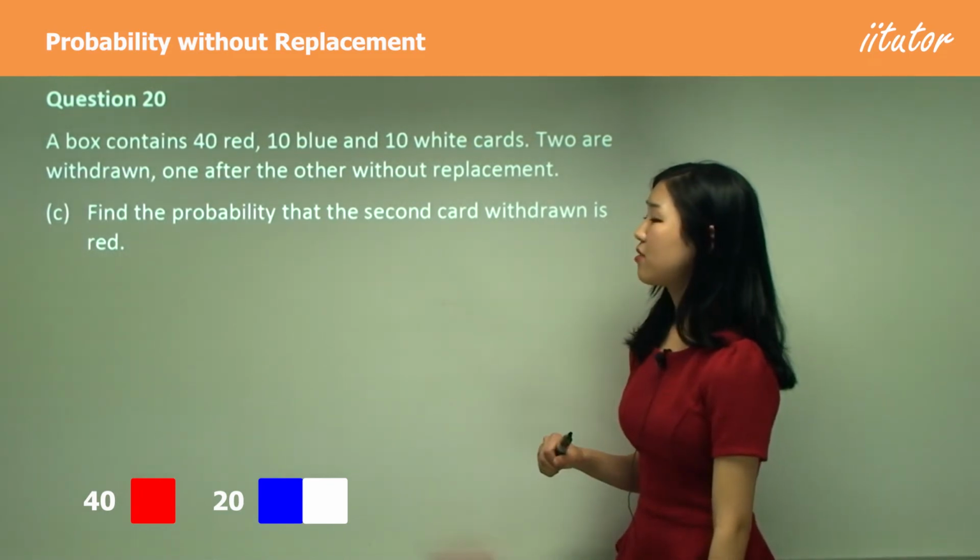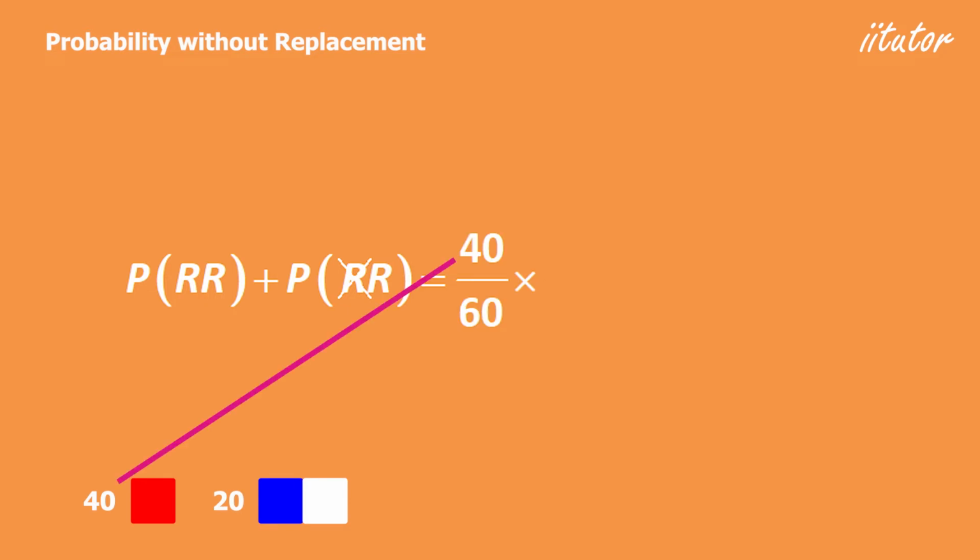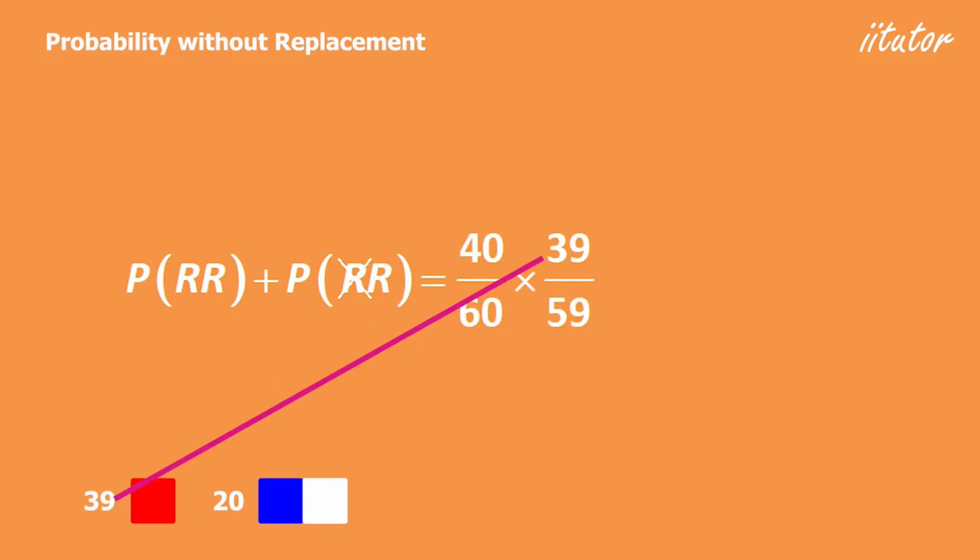If the second card is withdrawn as red, it could be 2 cases: one where the first is red, or the first is a non-red and then a red. So the first one could be a blue or a white. When the first one is red, there's 40 red out of 60, so it's 40 out of 60 for the first pick. And the second one will be 1 less from top and bottom, which is 39 out of 59.